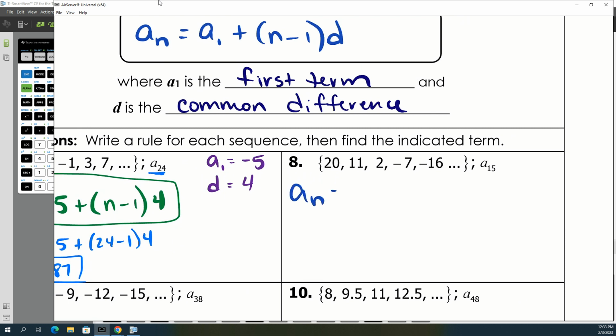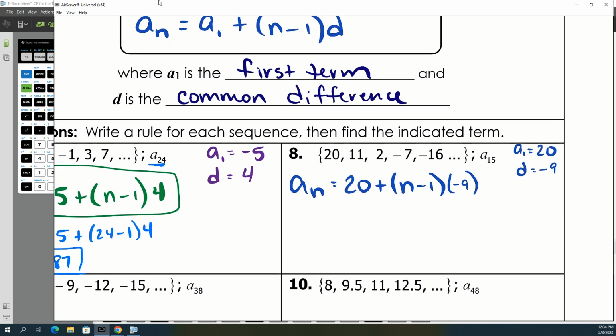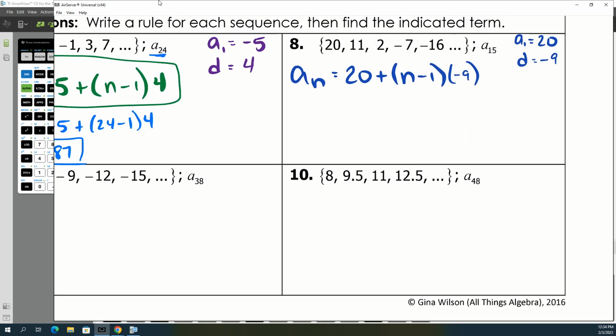So a sub n equals, we're going to take our first term, and then plus n minus 1 in parentheses. And then we're going to multiply it by the common difference. So what do you guys think? What is the common difference here? Good, -9. Now, if it's a negative, I usually will, if I'm multiplying by it, put it in parentheses so it doesn't look like it's subtracting 9. So just be careful with that. All right, so that's our rule.